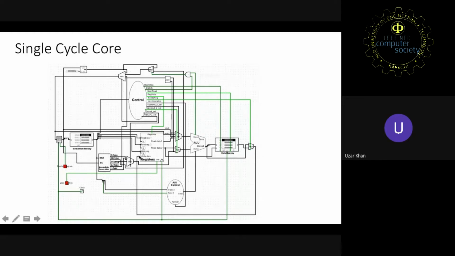This completes our decode phase. Now moving towards execute phase. Execute phase comprises of ALU control and ALU. ALU control basically has 3 inputs: function 3 and function 7, which are coming from our instruction memory, and ALU OP, which is the signal coming from the control unit. These signals combine and form a 5-bit ALU opcode, which basically tells which operation ALU has to perform.